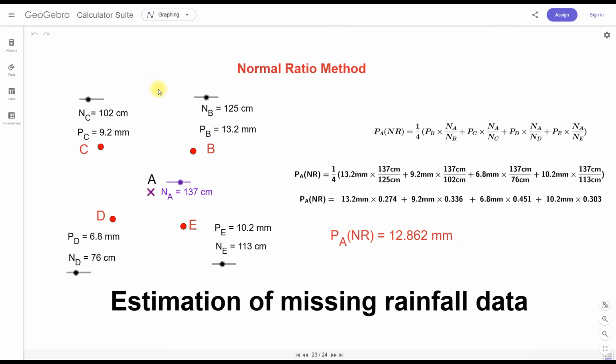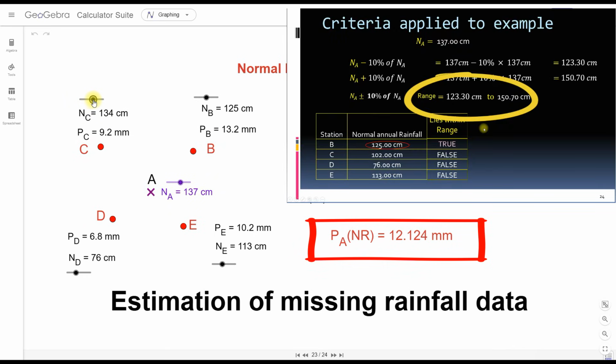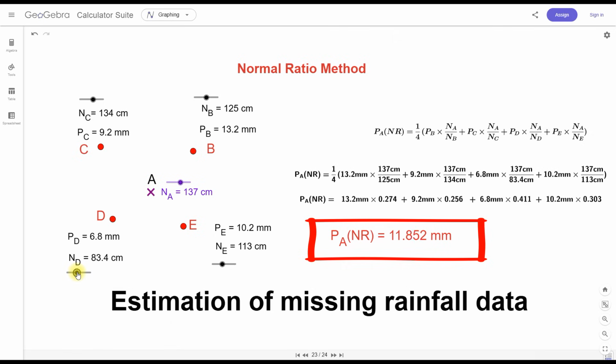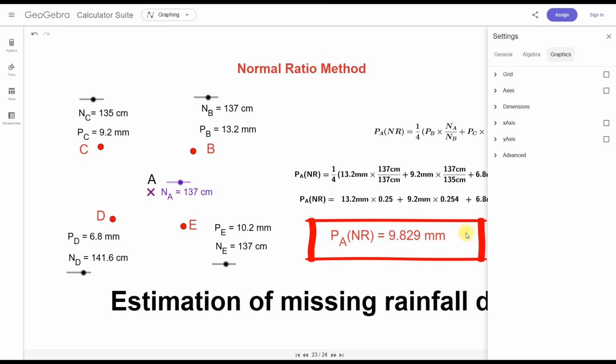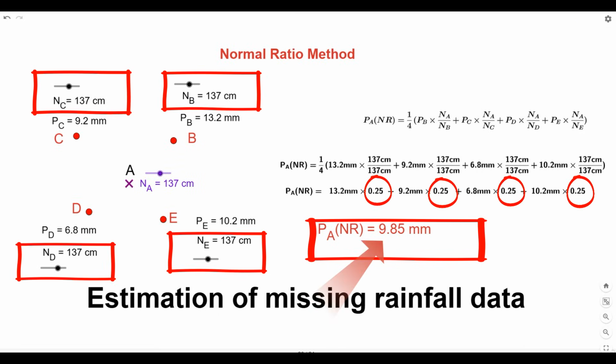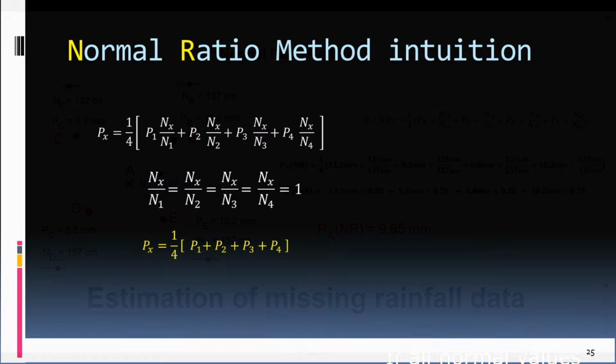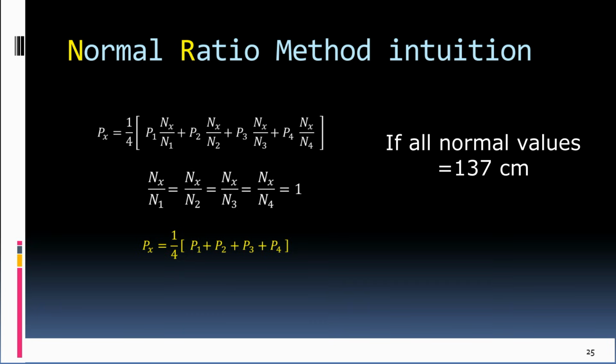Now let's use sliders for changing the normal values of NB, NC, ND and NE so that their values lie within range, that is between 123.3 to 150.7 centimeters. You can see that the estimate of storm rainfall approaches 9.85 millimeters, which was the estimate of the AM method. The estimate will be exactly 9.85 millimeters if rainfall at all index stations and the target station is the same, and weights will become equal to 0.25. In this case, all the normal ratios will be equal to 1 and the formula will reduce to the arithmetic mean method.